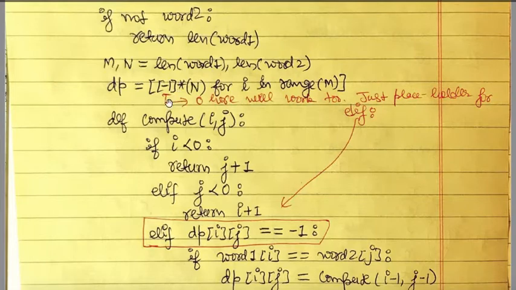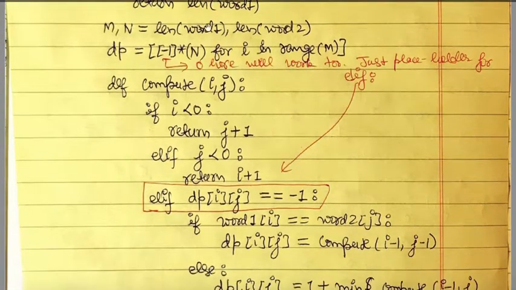I use minus 1 because this is very distinct from 0 and any positive numbers, because most probably our number of operations needed will be 0 or a positive number. If the words are exactly the same, the number of operations will be 0 clearly.